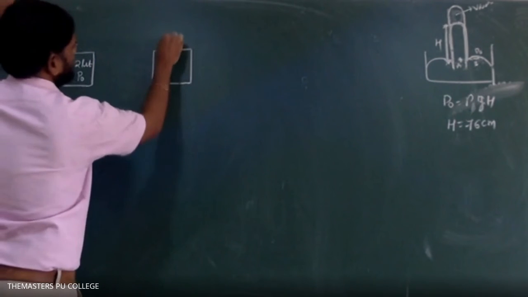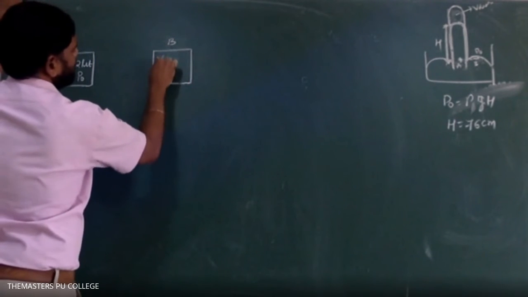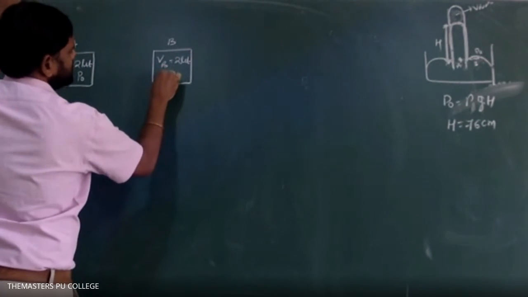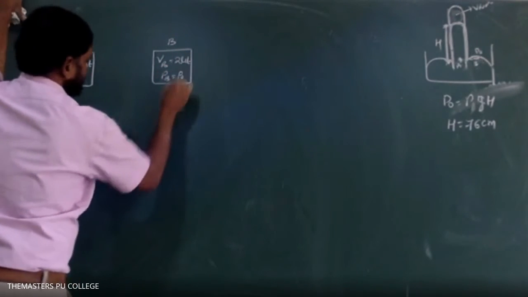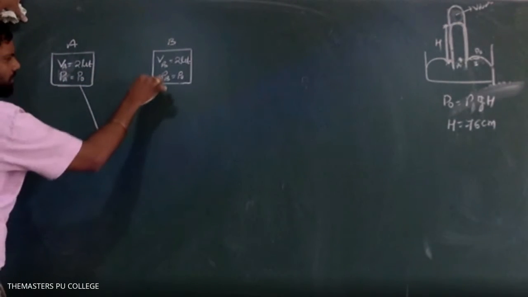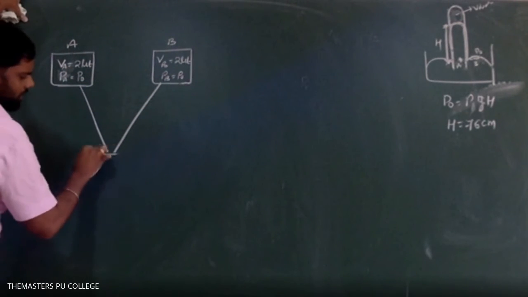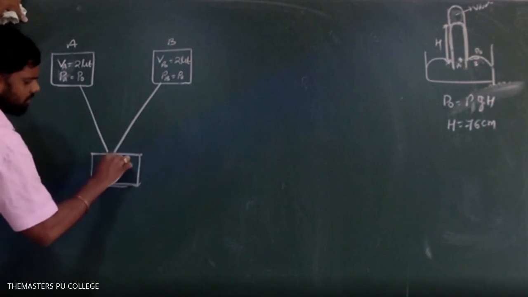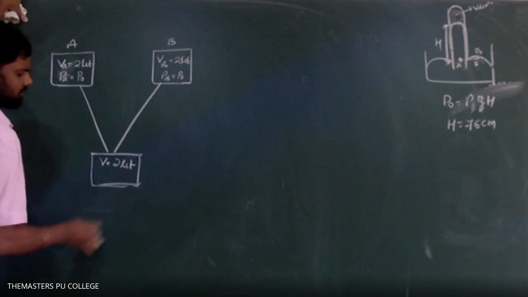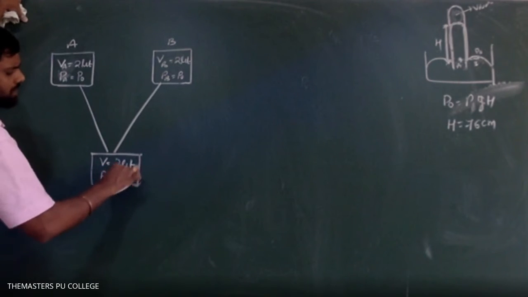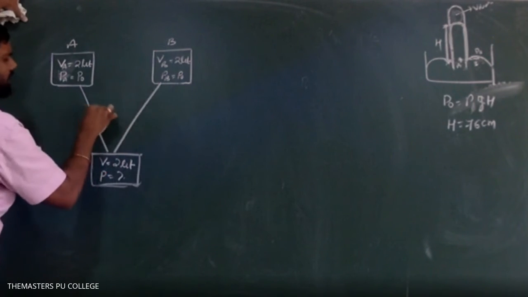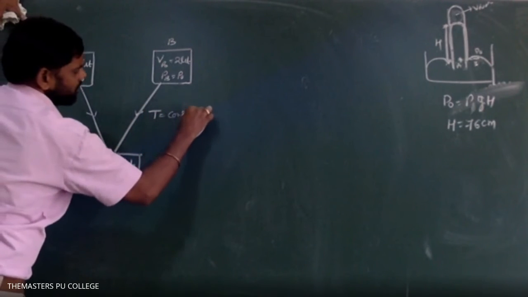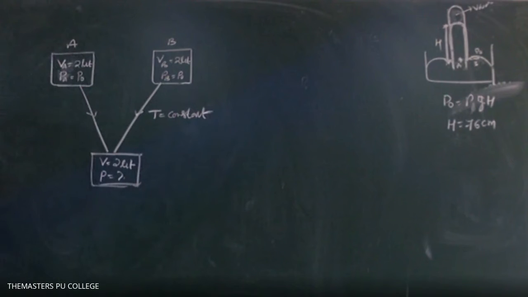another vessel, another gas B. This also has volume equal to 2 liter. This also has pressure PB equal to P naught. These are mixed in a vessel whose volume is also 2 liter only. What is the pressure here? They are asking. Throughout the entire process, temperature T is constant. So this is the question they have given.